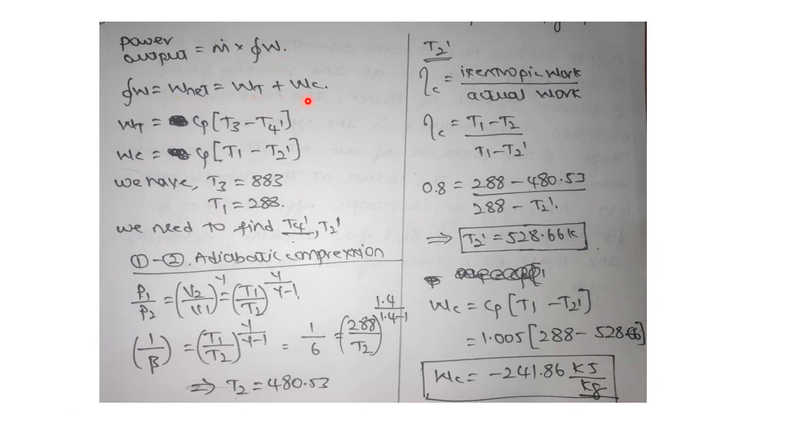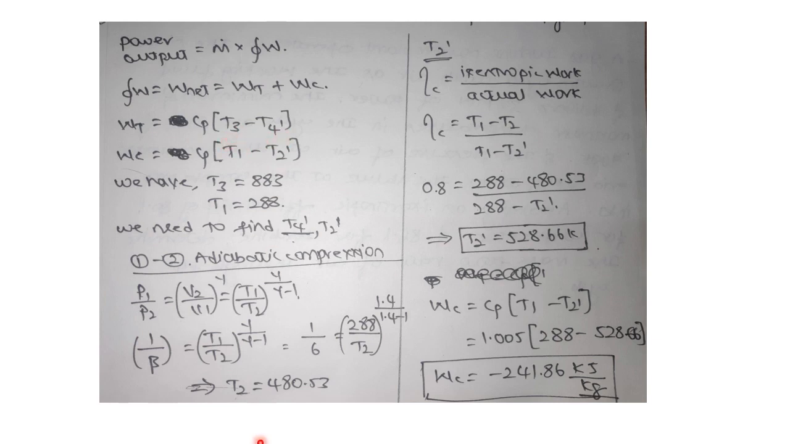Now, what is turbine work? It is given by m Cp delta T. I told you the Brayton cycle is an open system process, so you have to take this formula m Cp delta T. That too, delta T, being it is work, is initial minus final, so T3 minus T4 dash.